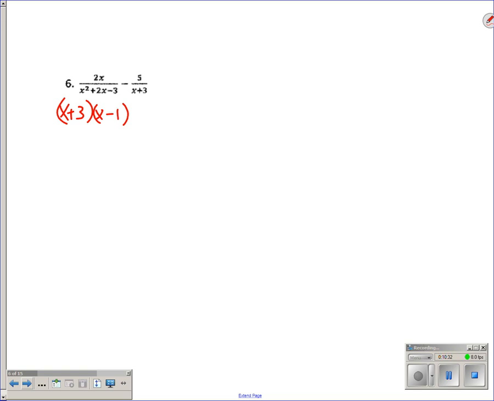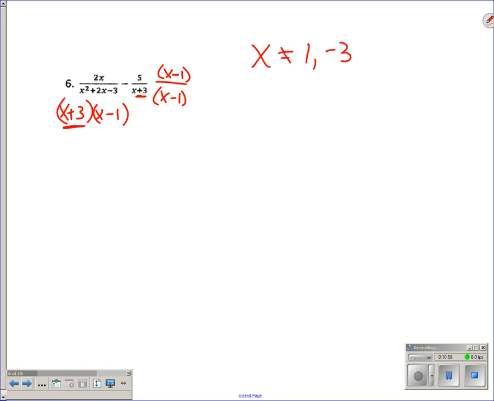Factors of negative 3 that add to 2. It looks like the factor they have in common is the x plus 3. So what's missing is the x minus 1 on this side. Now they both have the common denominator, and we just simplify the tops to see what happens. Before we do, let's note what x cannot equal. It's what makes the bottom 0, and that's 1 and negative 3.